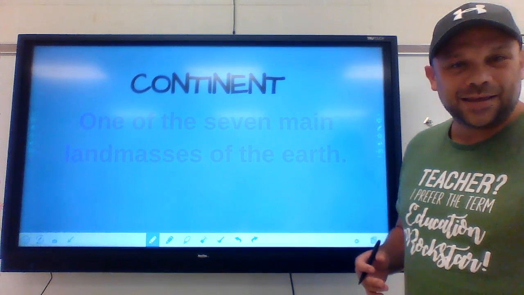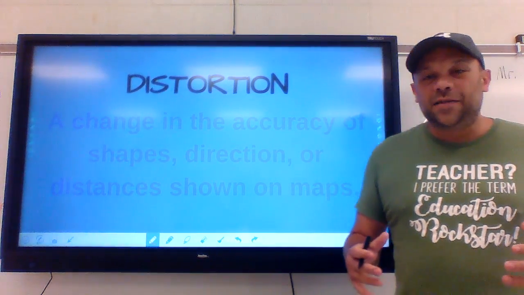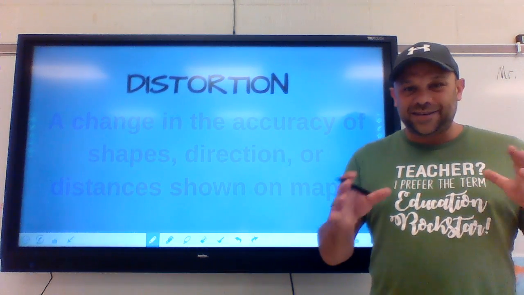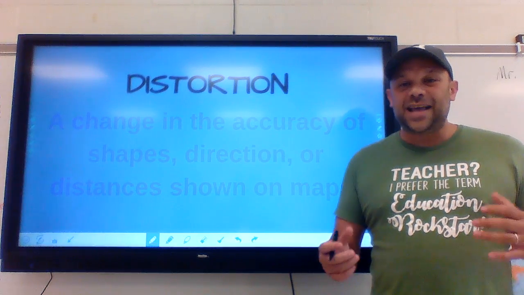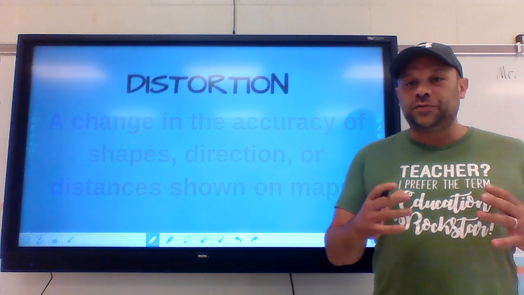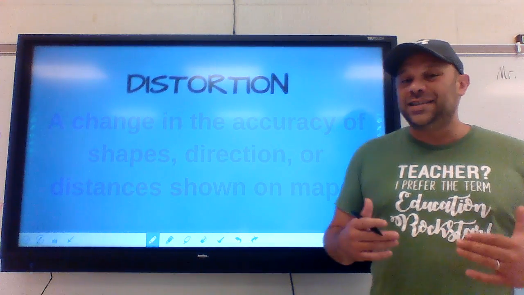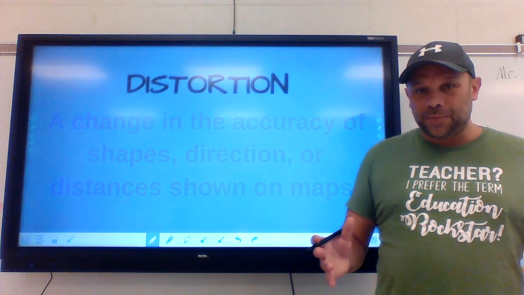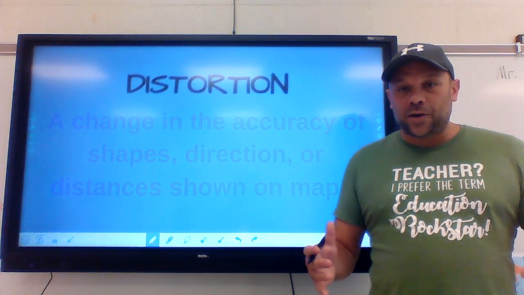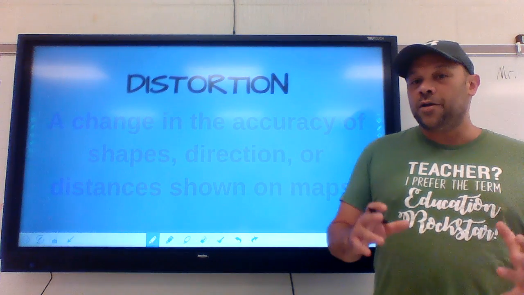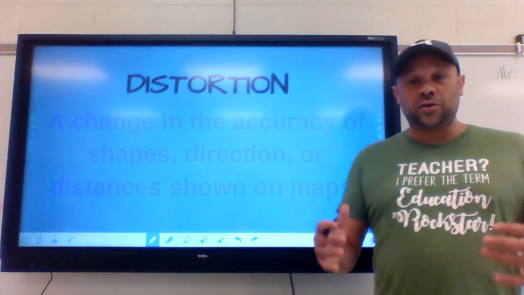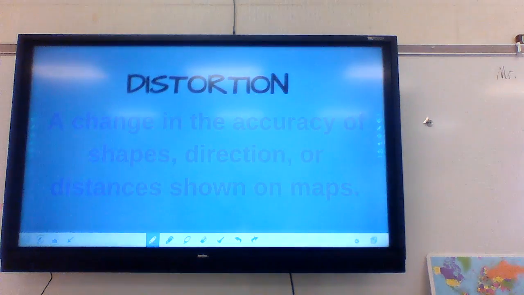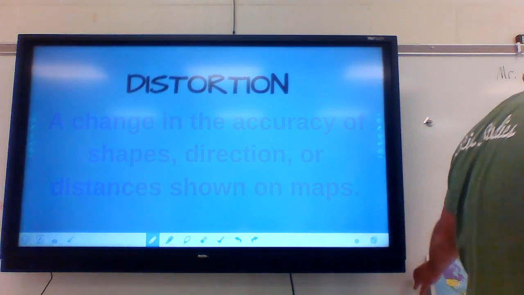All right. Okay, distortion. This is one that we're going to try to get a visual on so that you guys can see how distortion works. But it's a change in the accuracy of shapes and direction or distances on a map versus what you see on a globe. Okay, so I'm going to show you guys something right quick on a map, and then we're going to compare that to what we would see on a globe, and we'll see if those things look the same. Okay, so hold on one second here while I grab my map.